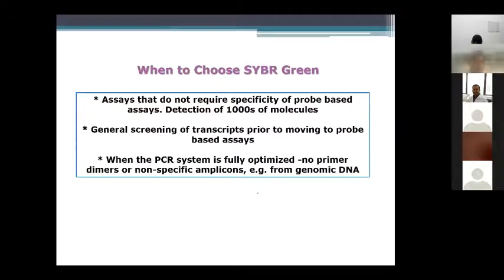When do we choose SYBR Green? When the assay does not require a specific probe-based approach and the detection is of more than 1,000 molecules, then we go for SYBR Green or EvaGreen or an intercalating dye method. Generally, it is used for screening of the transcript prior to moving to the probe-based assay. And third, when the PCR is systematically fully optimized, with no primer dimer, no non-specific amplicon, no genomic DNA contamination. If we rule out these things, then we can go for SYBR Green.